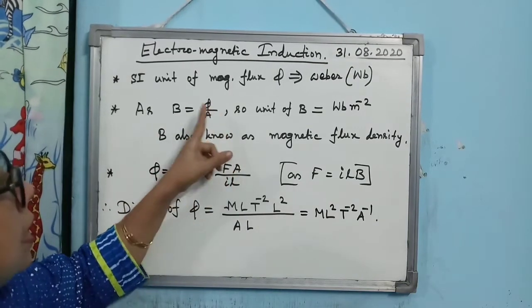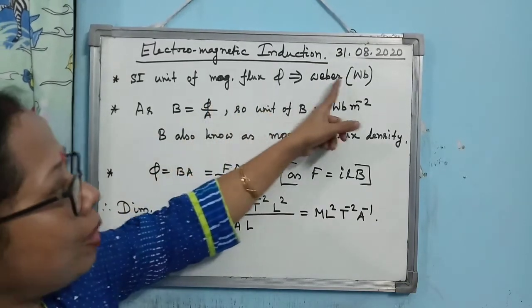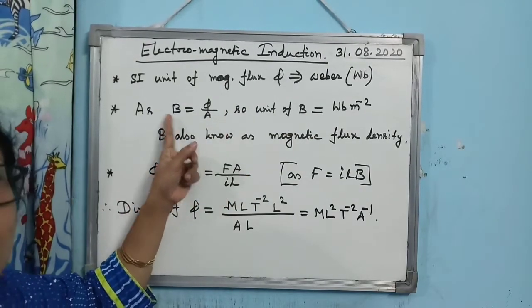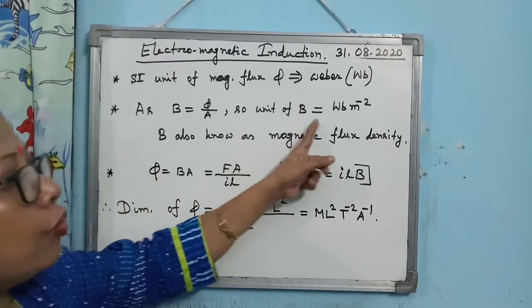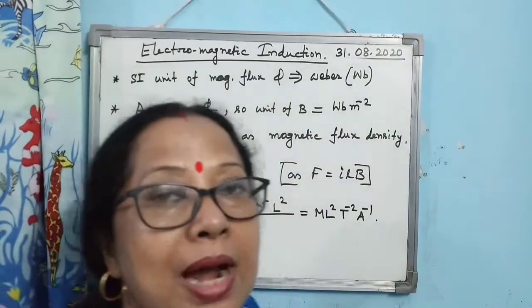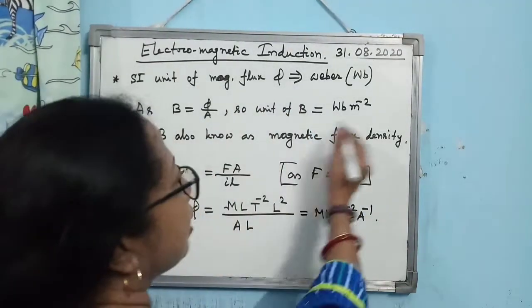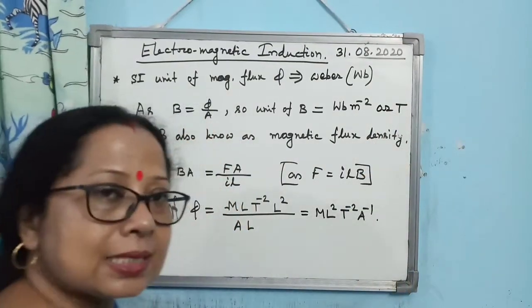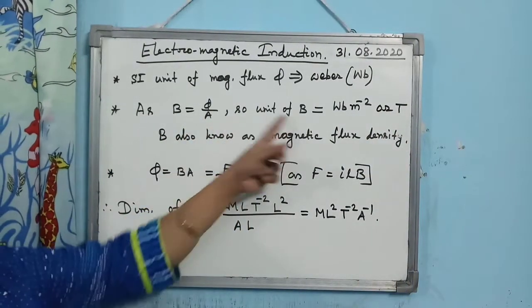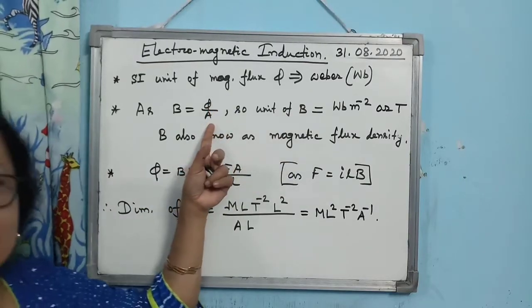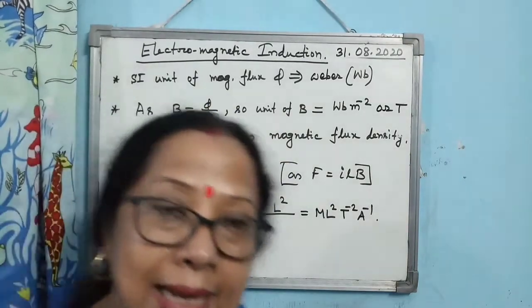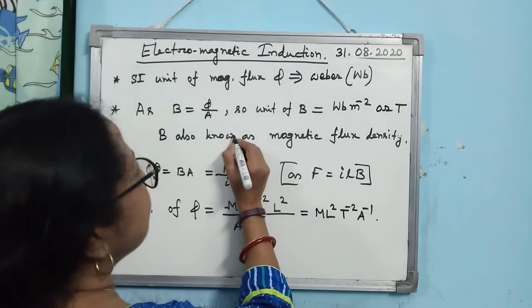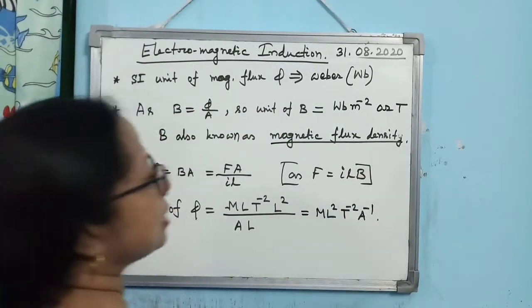Alright, so you see, phi is in Weber and A is in meter square, so instead of writing Tesla, one can write the unit of B also as Weber per meter square. I hope you can remember that we can write Weber per meter square or Tesla. Then as B is equal to phi by A, that's why B has another name. What is the name of B? That is magnetic flux density.